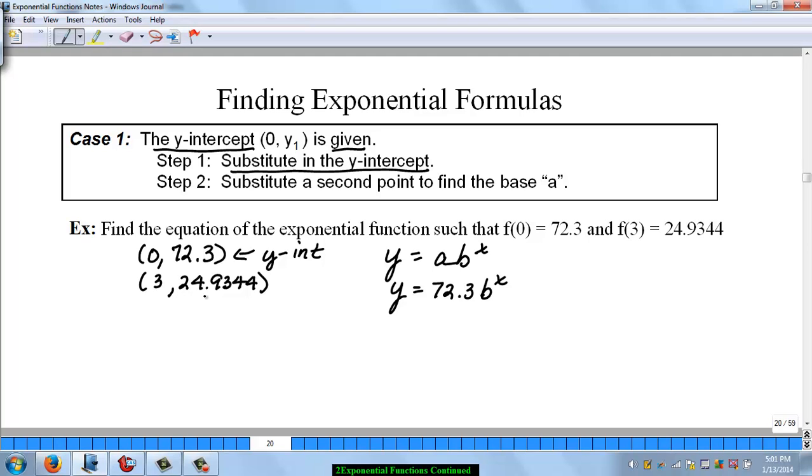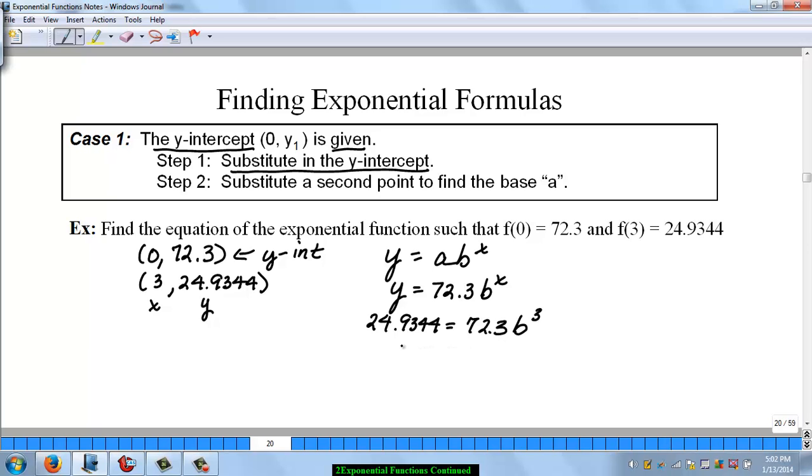So after you use the y-intercept, you're done with it. Now I have this other point hanging out. And isn't this point an x and a y? And if I'm trying to solve for b, if I plug the 3 in the x value and in the y put the 24.9344, I can solve it and find the b. So I put 24.9344 equals 72.3 b to the third. Now, I want you to be very careful. Do not round at all to the very end. It's very important.